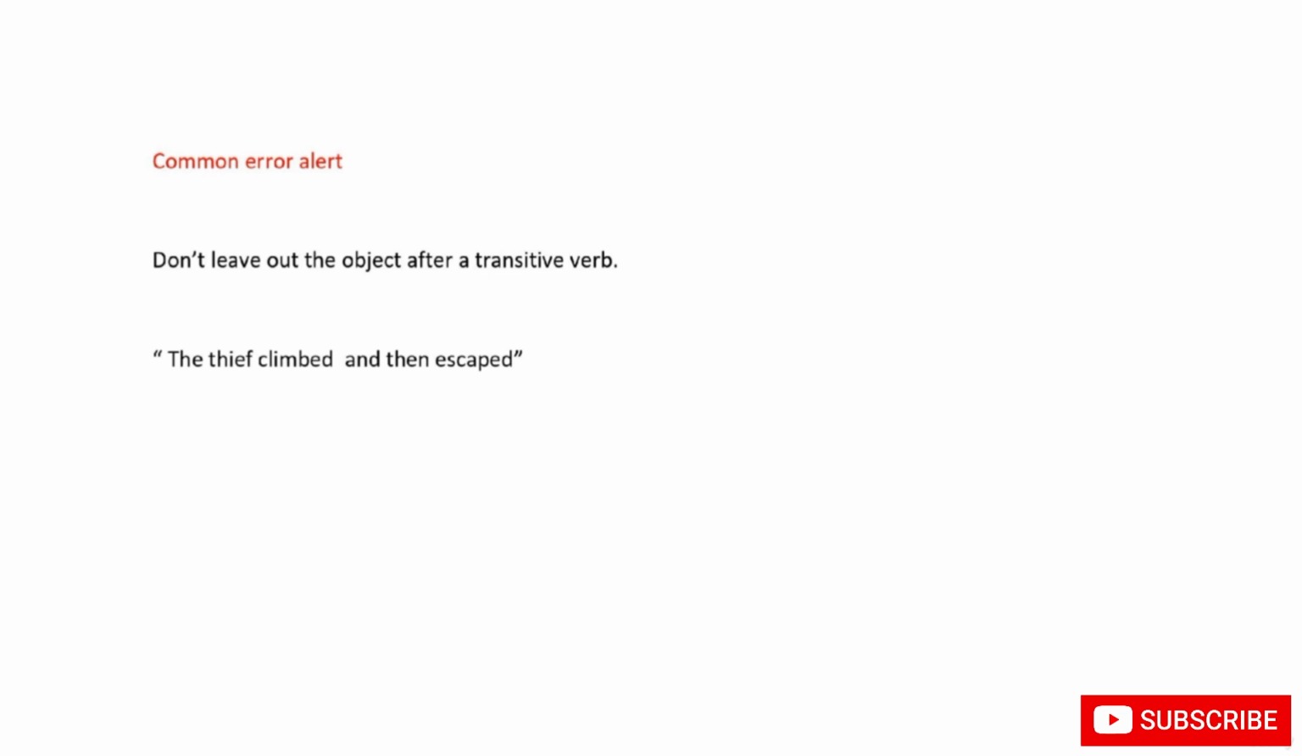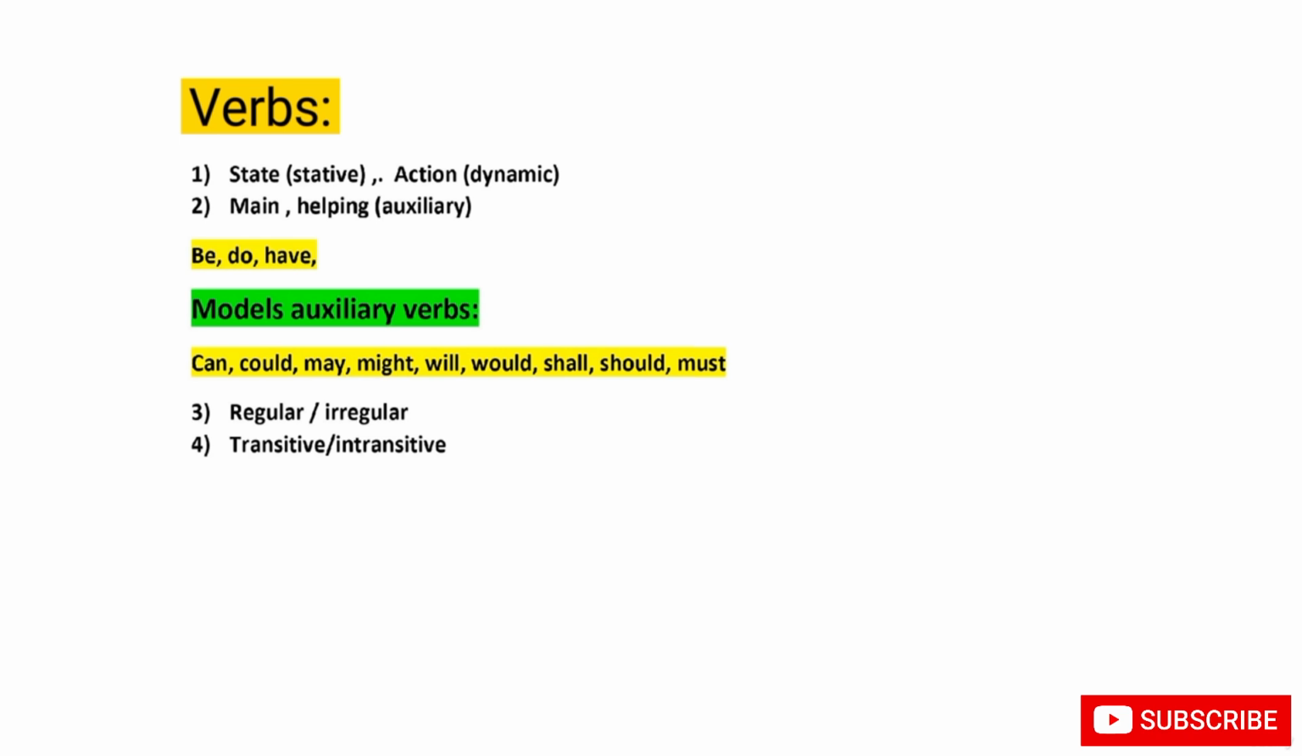Okay, let's now quickly recap what we've learned today. We started with state and action verbs. Remember that state verbs show situations and you don't use ing forms with state verbs. Then we spoke about main and helping verbs. Be, do, and have are the most important helping or auxiliary verbs, but sometimes they can be used as main verbs in a sentence. Modals are another type of helping verb, and they help us to show mood. That's things like possibility, ability, and permission. Then we turn to regular and irregular verbs. The past and past participle forms of irregular verbs cannot be guessed, so you have to learn them through experience.